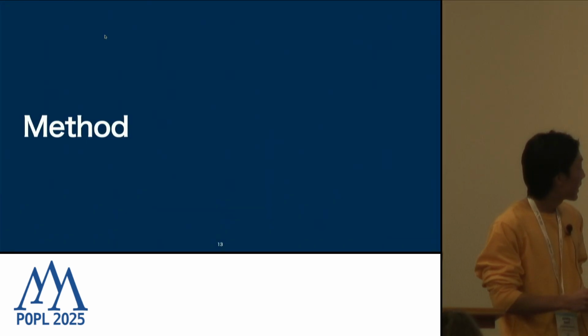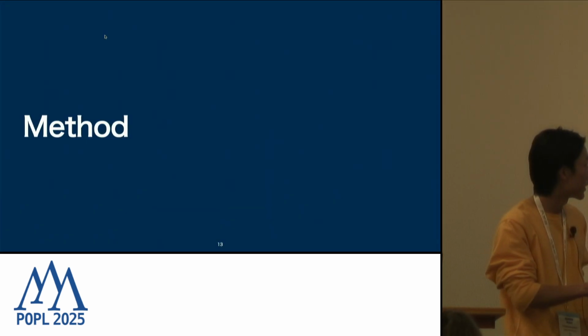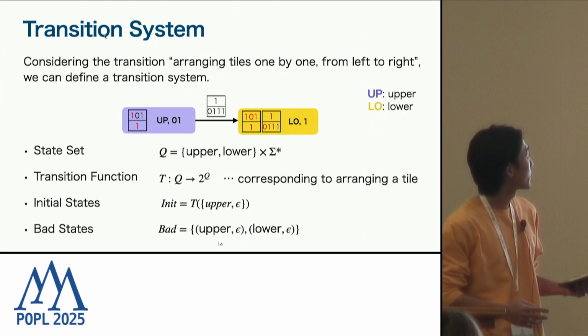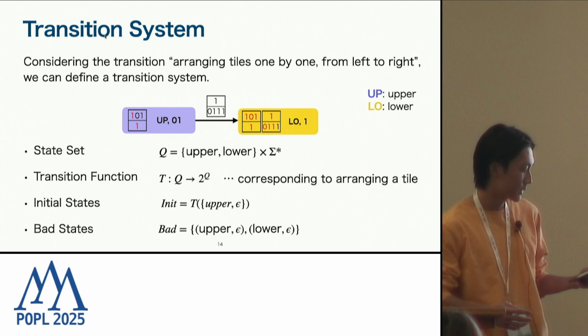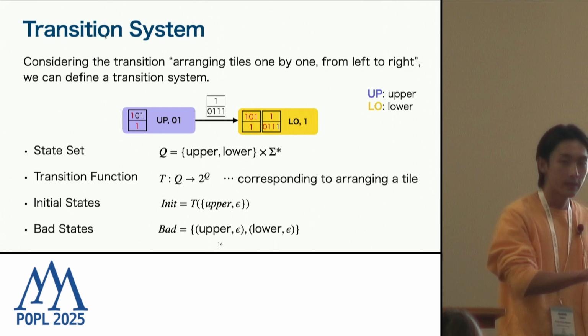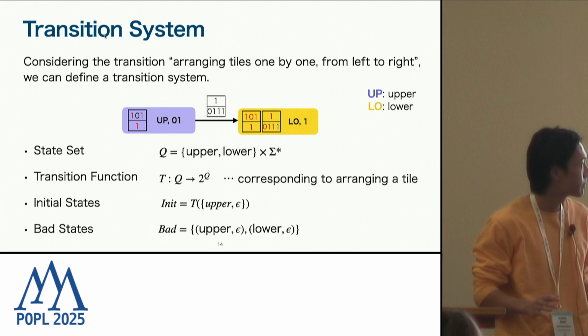From the next slide, I will introduce two methods we employed. Before that, let me explain what a transition system of a PCP instance is. Considering the transition of arranging tiles one by one from left to right, we can define a transition system.